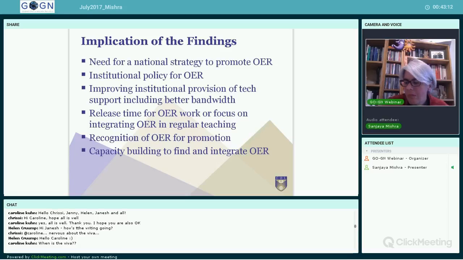that should also lead to having an OER repository in the institution. Institutions also need to improve technical support and bandwidth. They should also consider providing release time for teachers, for example, to develop an open textbook. If somebody is developing an open textbook, then probably giving a release time for a semester for the teacher to develop that open textbook and teach it the next semester is a great idea. That kind of approach can be taken.